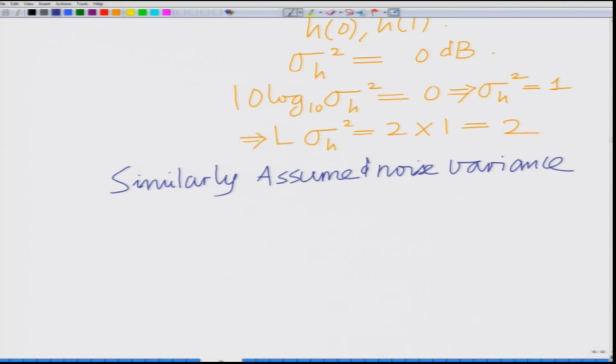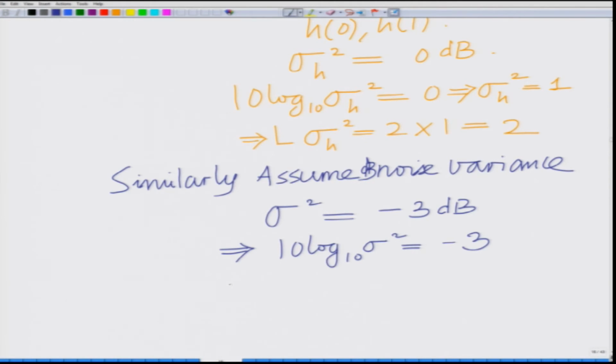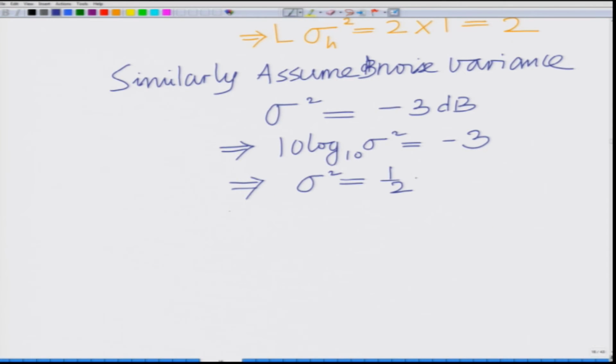Similarly, assume the noise variance sigma square equals minus 3 dB, which implies 10 log to the base 10 sigma square equals minus 3, which implies sigma square equals half, since minus 3 dB is half. This implies N sigma square, where N is the number of subcarriers, which is 4, times half, that is 2.